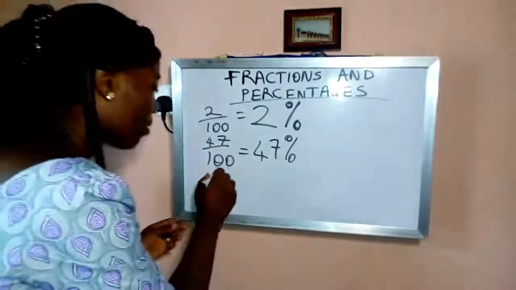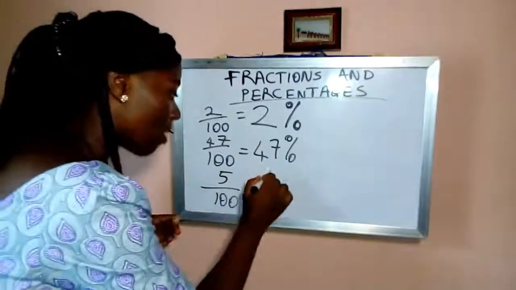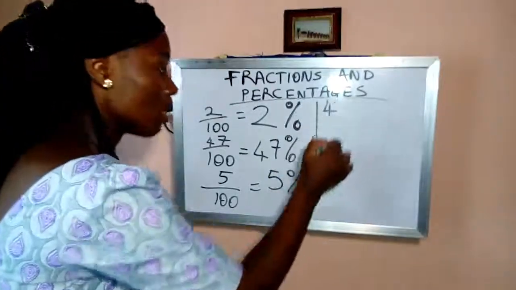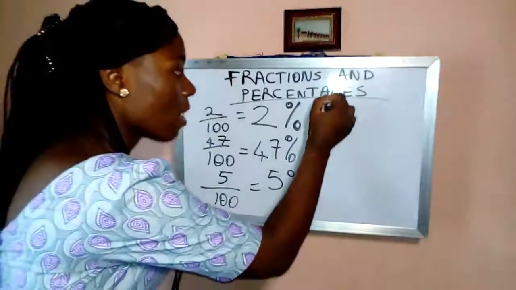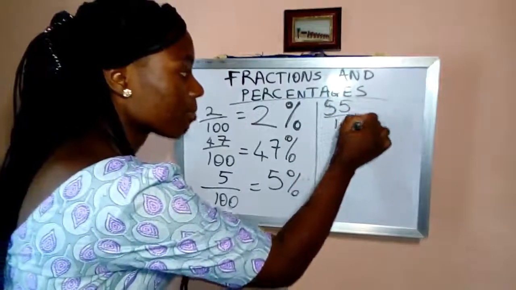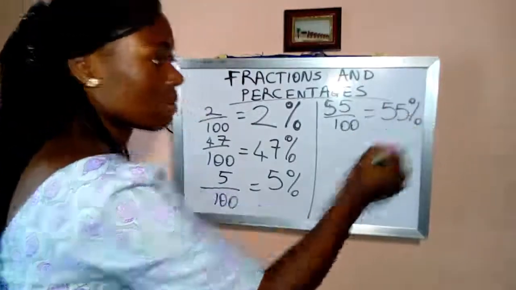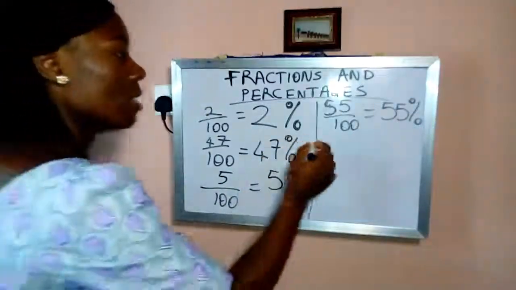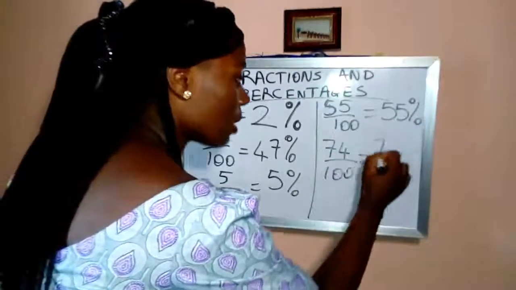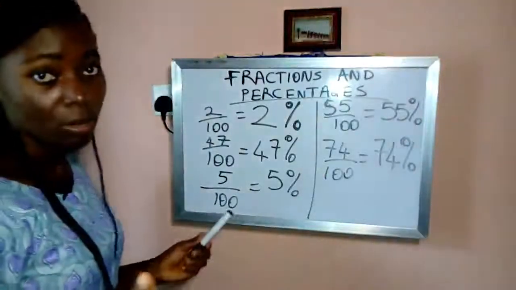If I have 5/100, writing it in percentage, I'll have 5%. What if I have 55/100? The same thing as what? 55%. If I have 74/100, I can write it as what? 74%. That's how it is done.